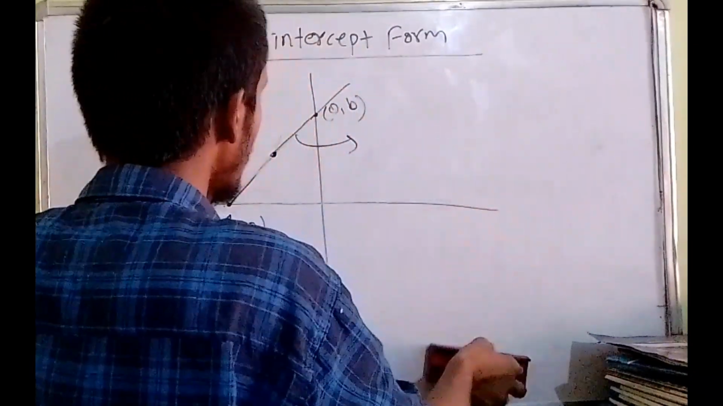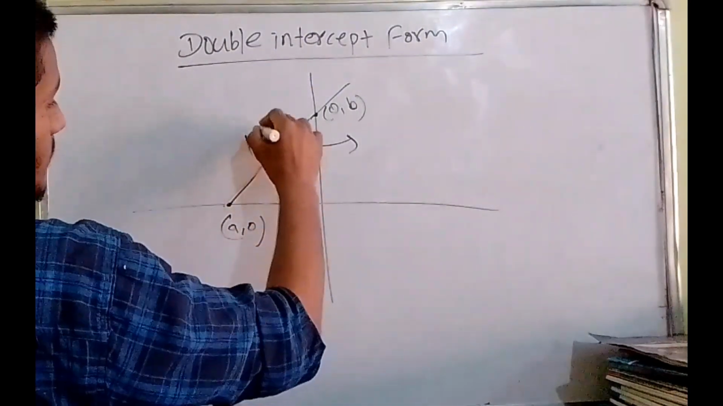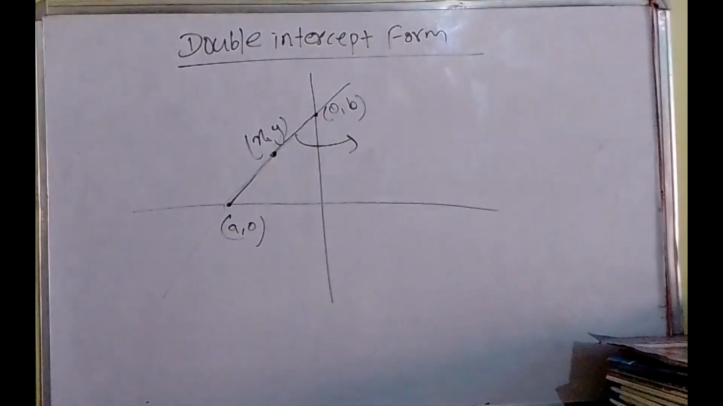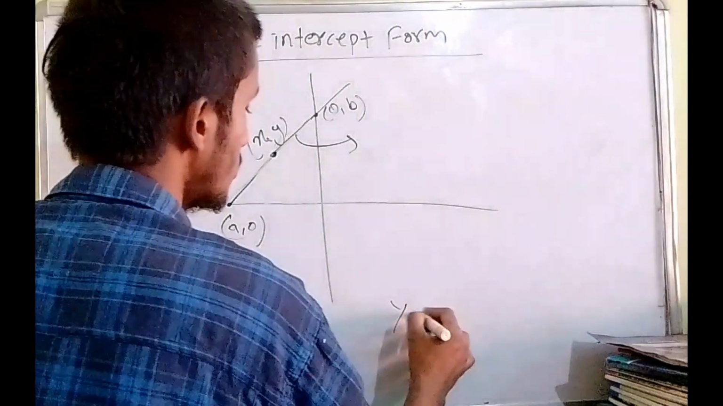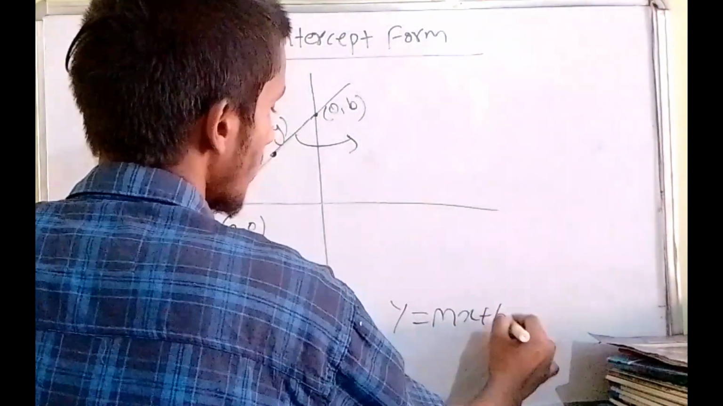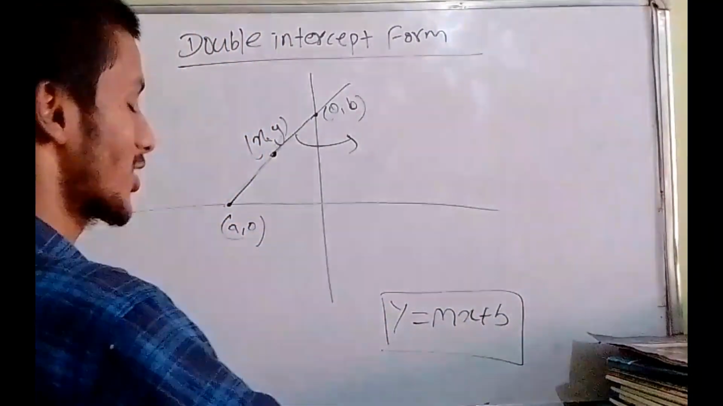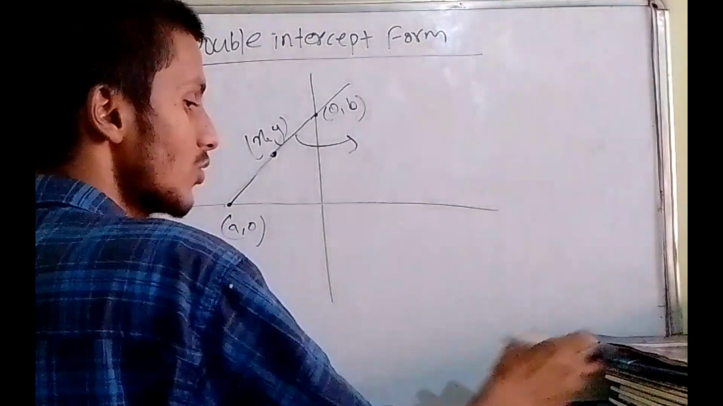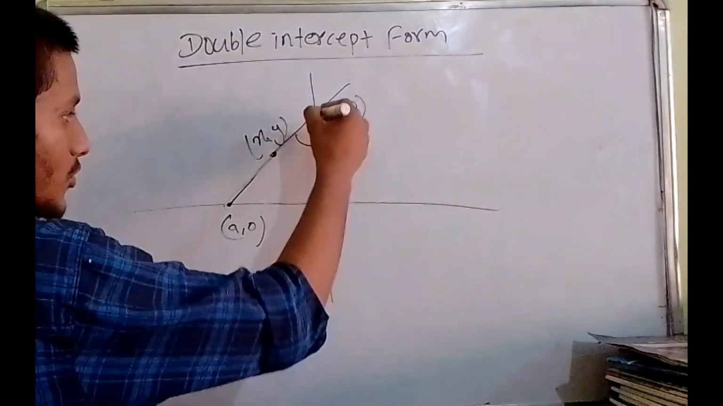The second method is, let this point be x comma y. Find the slope of this. We have used the first method, which was manipulating an already known equation, y is equal to mx plus b. The second method is not using that. It's like starting from scratch. You're not using any predefined, already known equation. You are doing this from scratch. So let's find the slope of this.